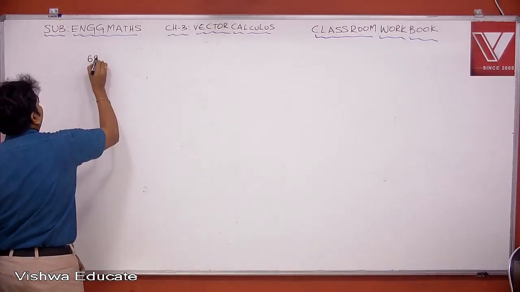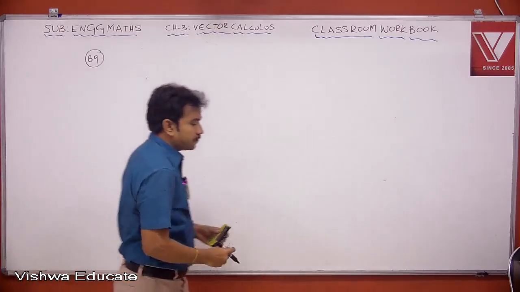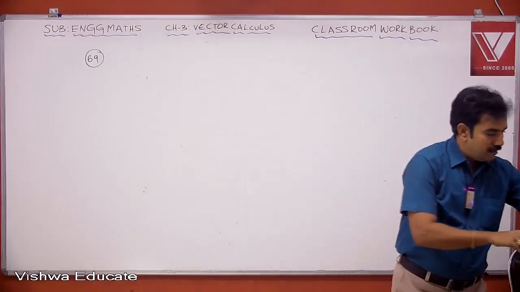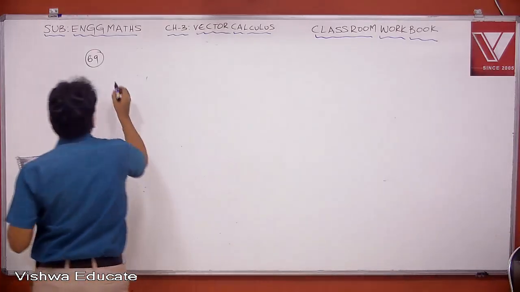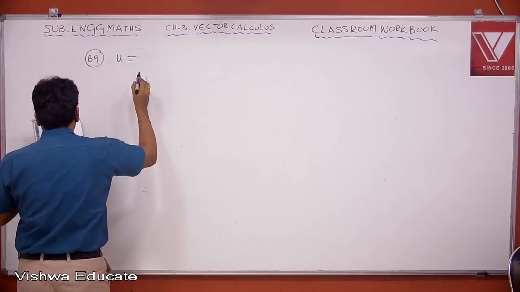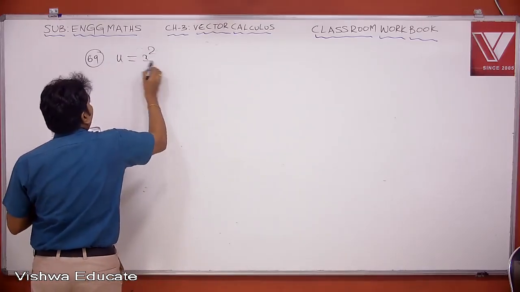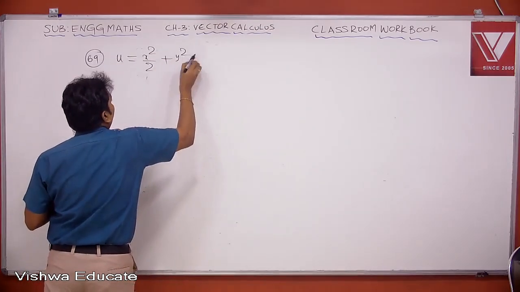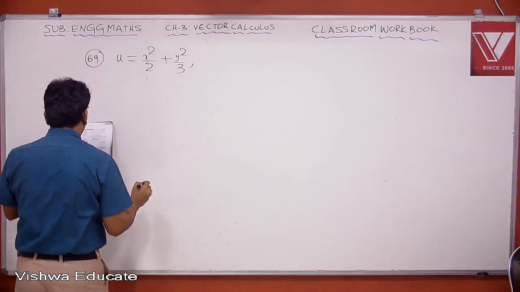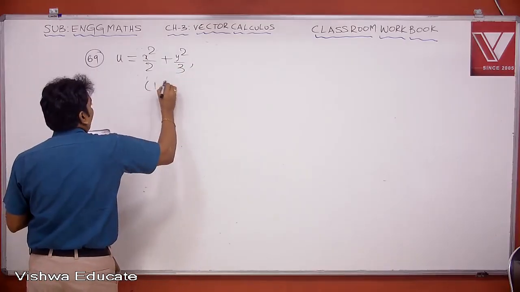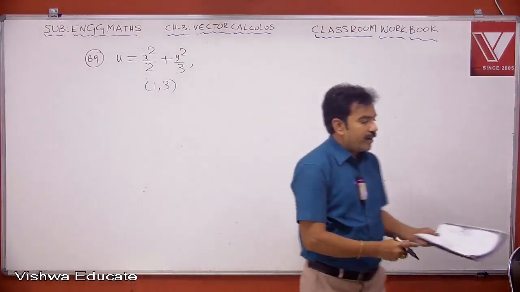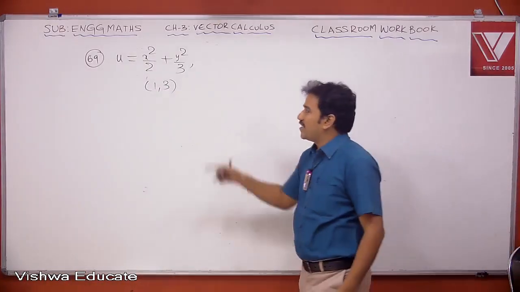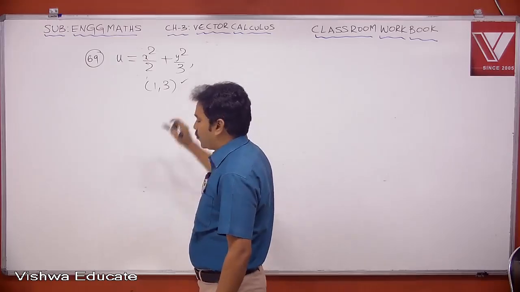Next, question number 69. For the scalar field u equal to x squared by 2 plus y squared by 3, the magnitude of the gradient at the point (1, 3) is... options are given. So we need to find the magnitude of its gradient at the point (1, 3).